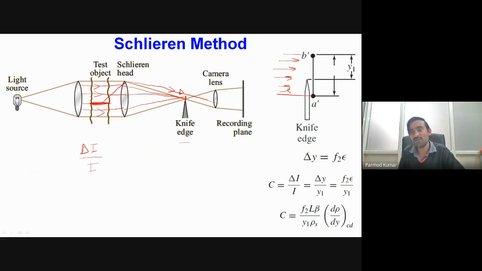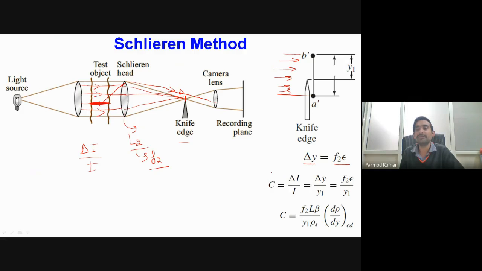Now what will be happening if we have delta y as nothing but this small deflected portion of the beam. Obviously, if I consider this as my lens 2, it will have some focal length f2. So corresponding to this deflected ray, I'll be getting the linear change at this particular location as nothing but equal to f2 times epsilon.